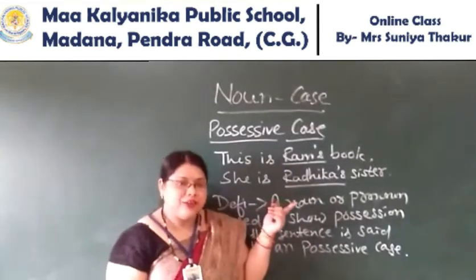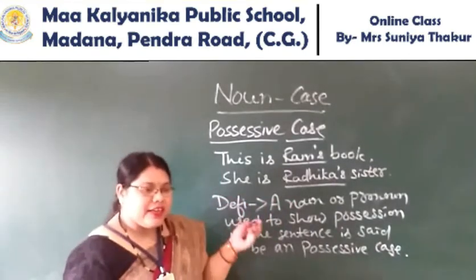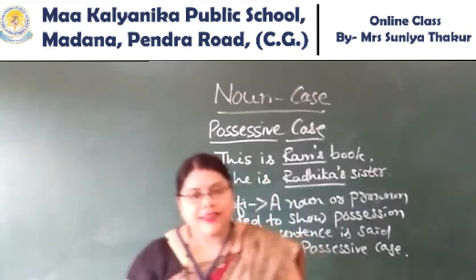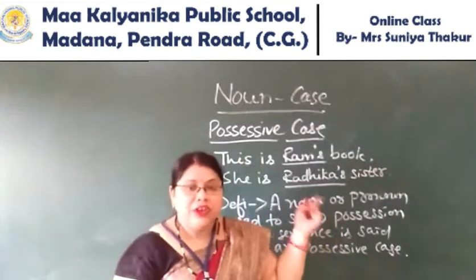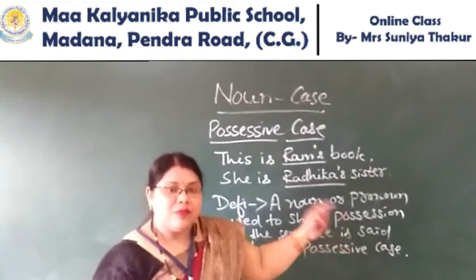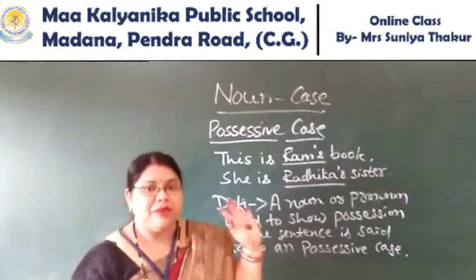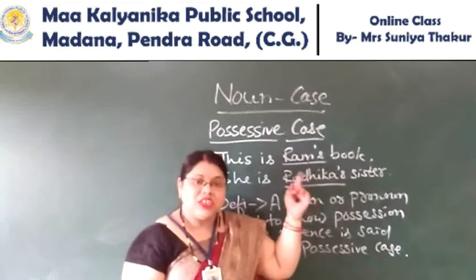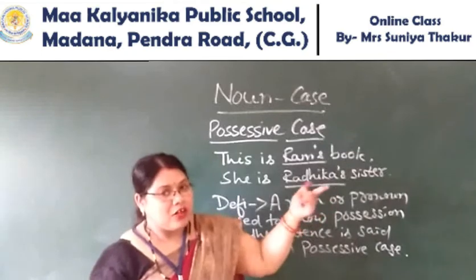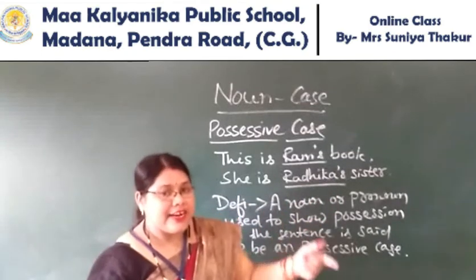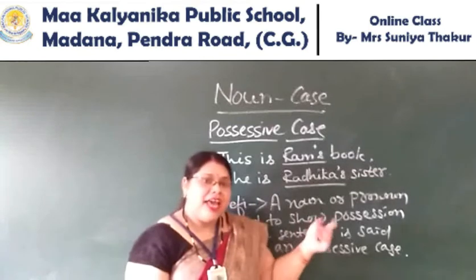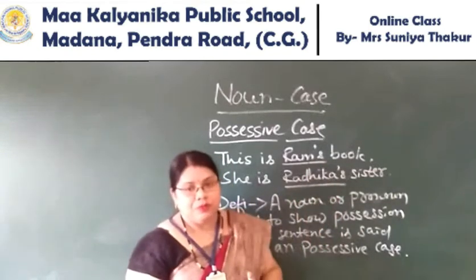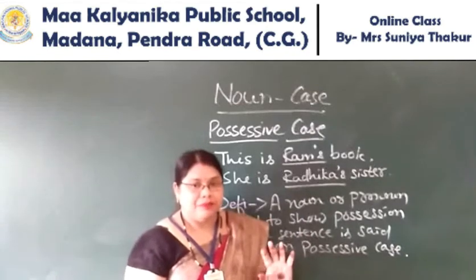Students, I think you understood what is noun case. There are three cases: nominative case, objective case and possessive case. And you should understand the definition also. There is one difference between nominative and objective only. In nominative case, the subject stands with the verb and in objective case, the object stands with the verb. And in possessive, you have to see that apostrophe s must be used. That is the difference between the three.